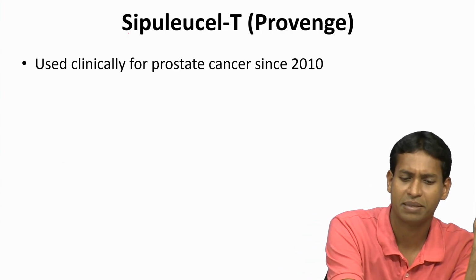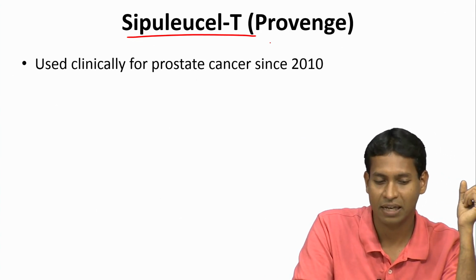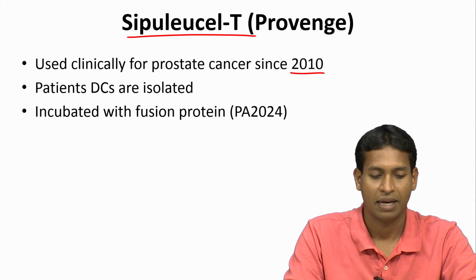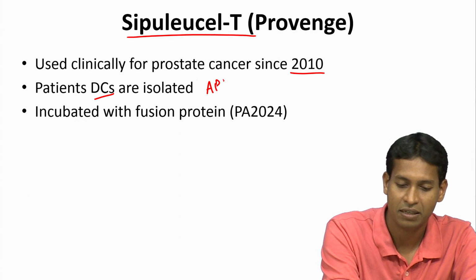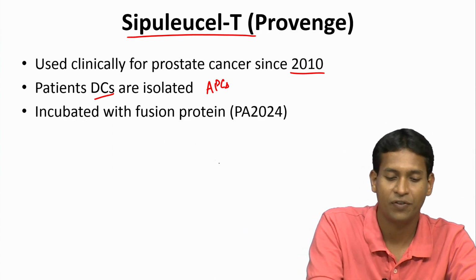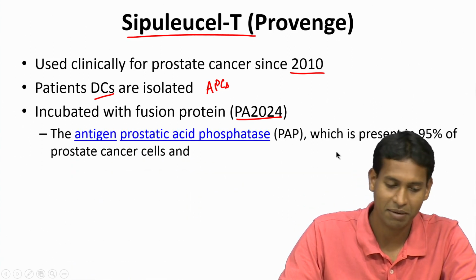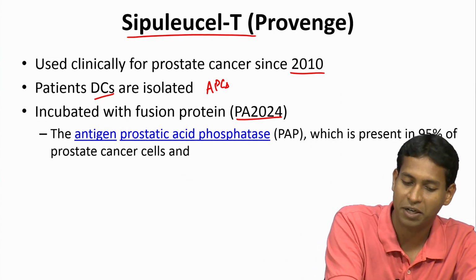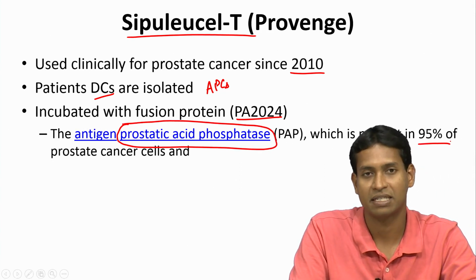Here is an example. This is a product that is actually out in the market from Provenge. This was used clinically for prostate cancer since 2010, and in this, patient dendritic cells are isolated. So, these are APCs from the patient itself that you are isolating from the blood. Then you incubate with a fusion protein which has been named BT23, and this is nothing but an antigen, the prostatic acid phosphatase, and this particular protein was found to be present in almost 95% of the prostate cancer cells.